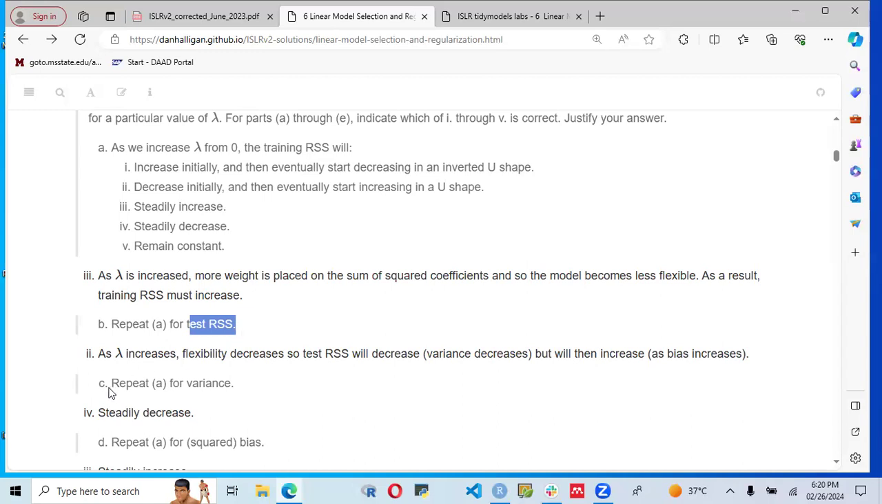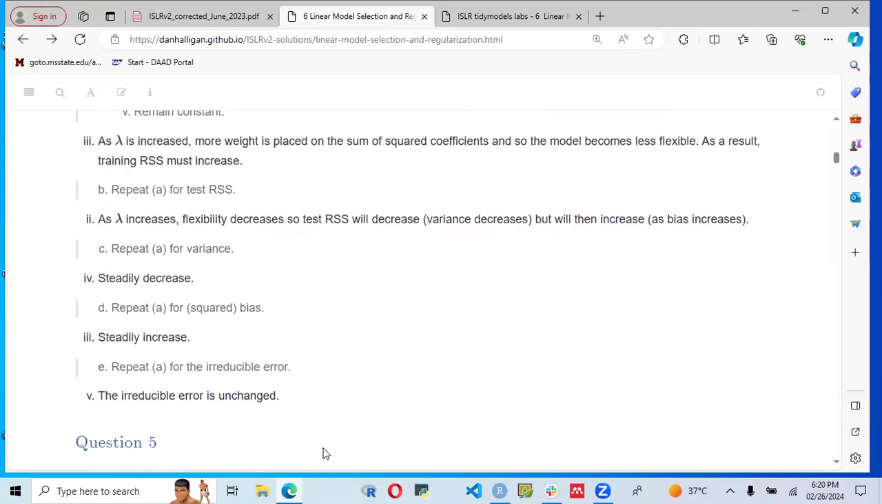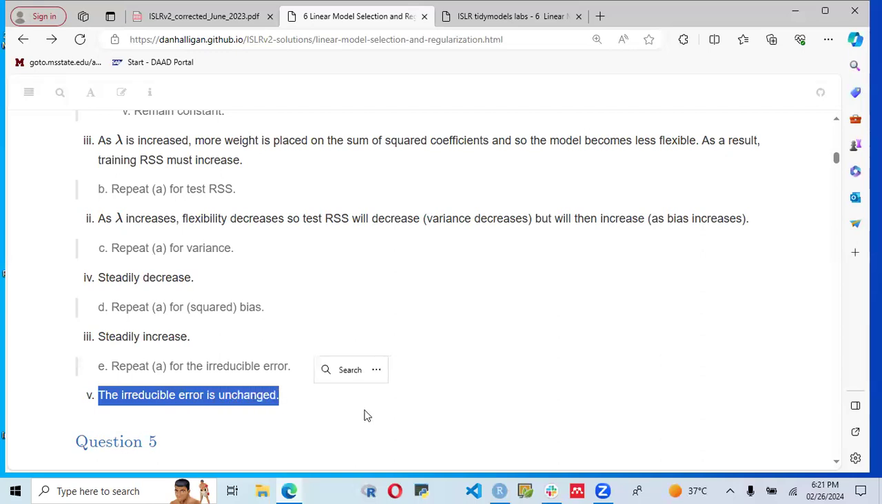So the next option says we should repeat A for variance. So we see that it will steadily decrease. We should repeat A again for squared bias. So we can see that the option is going to be steadily increase. We should repeat A for irreducible error. So we say that irreducible error is still unchanged.